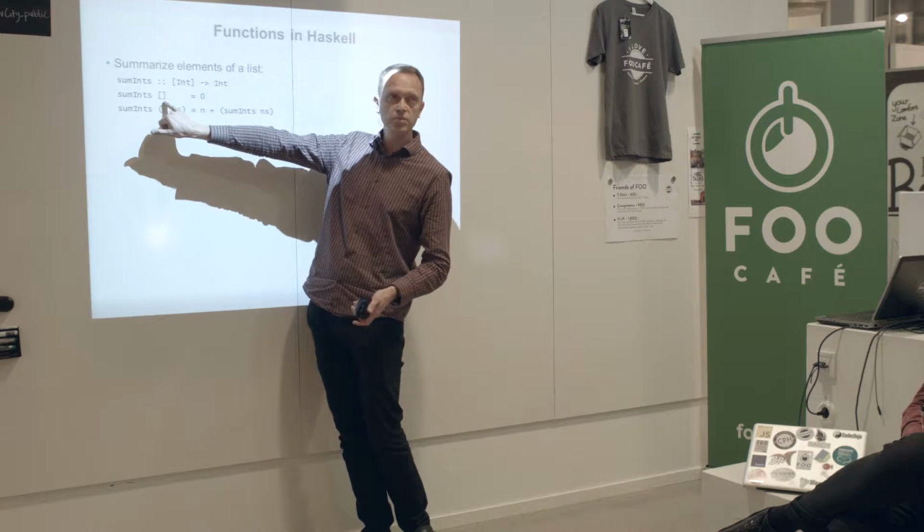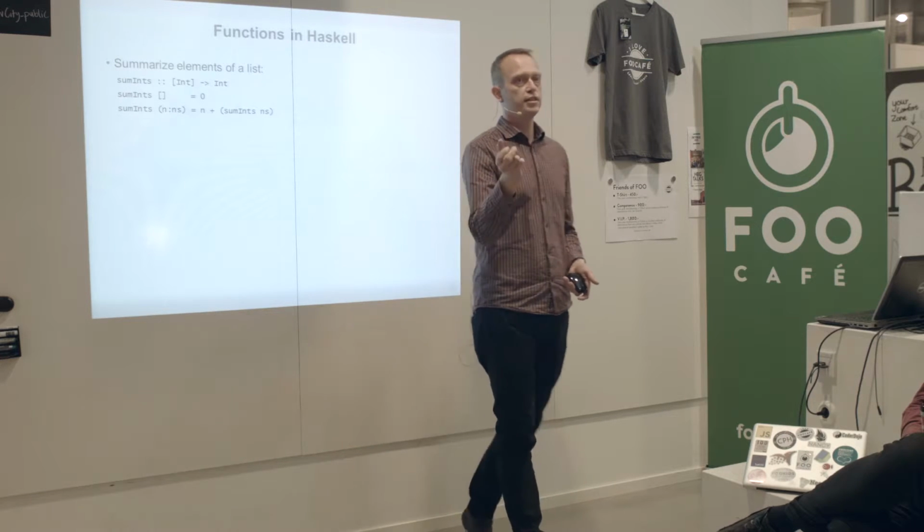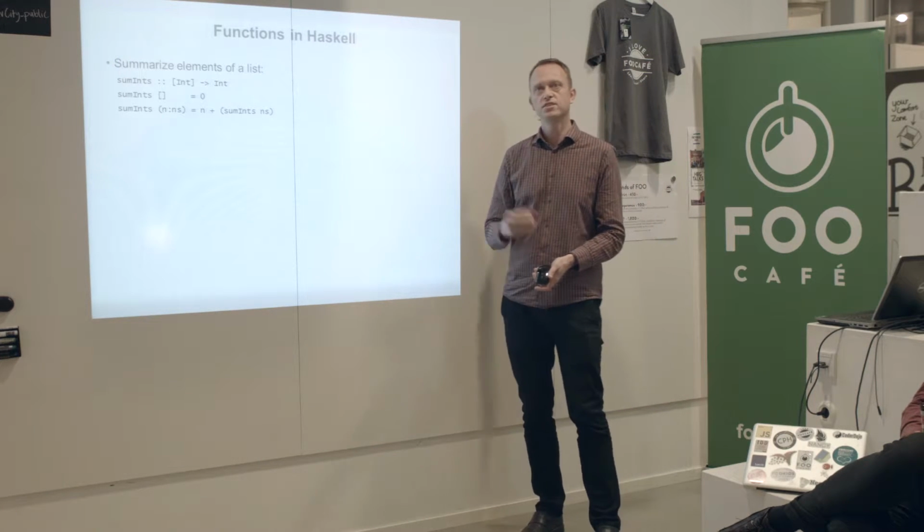The first one here is the empty list. And if I want to apply sumInts to the empty list, what I should get is 0. The sum of no elements is 0, right?